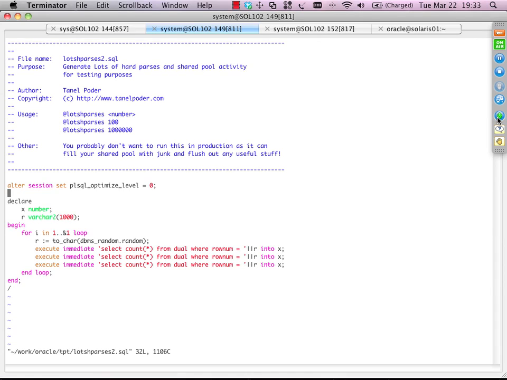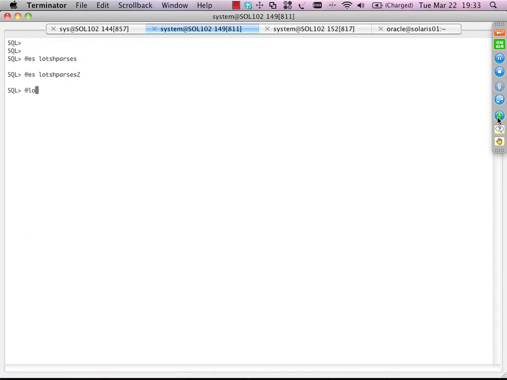All right. So let's run this. It takes a parameter for how many iterations I want to do. Well, I want to do many iterations. Let's hard parse like hell. All right.